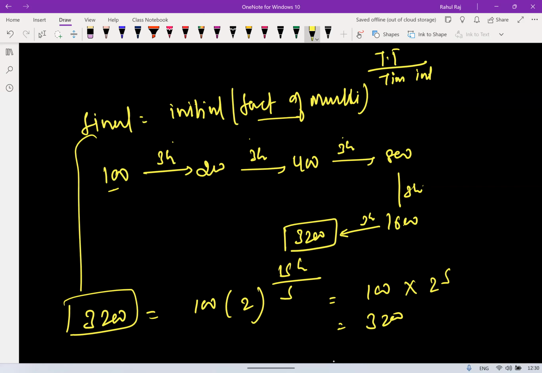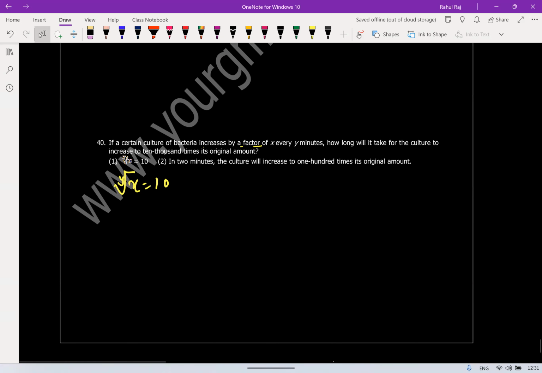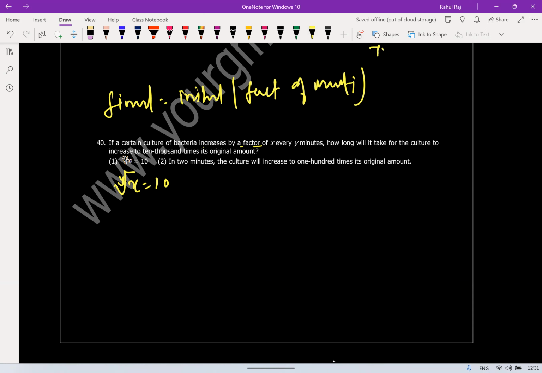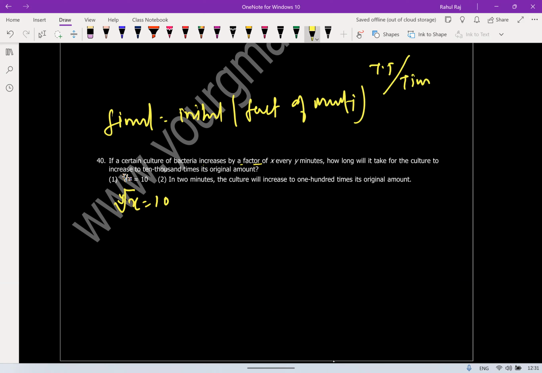So please do not bother about memorizing this formula. It is something pretty easy to understand with examples. This is what the formula is used for. Whenever you get a question based on populations, this one formula can be used. So the formula, again: final is equal to initial into factor of multiplication to the power of total time taken by time interval. Can you please try this question? Take a minute.